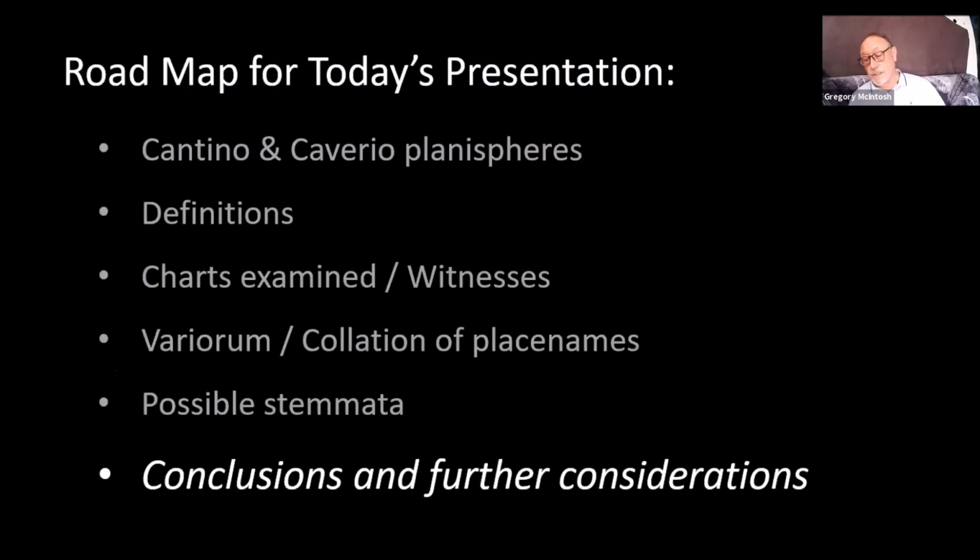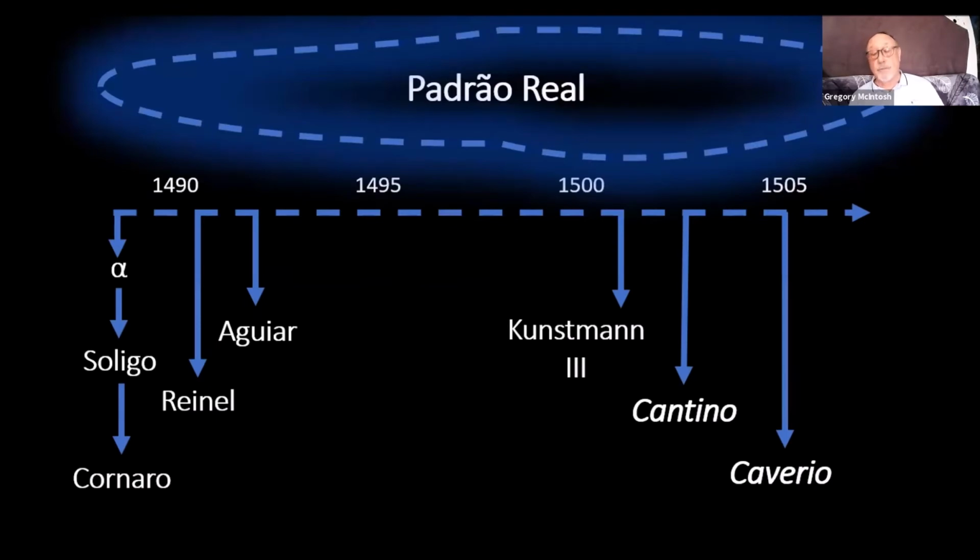My conclusions and further considerations. I would like to reiterate that 1/4 of the African place names on the Carvalho planisphere match those on one or more of the other earlier charts, but are missing from the Cantino. I interpret this as a strong indication that the Carvalho planisphere was not copied from nor derived from the Cantino planisphere.